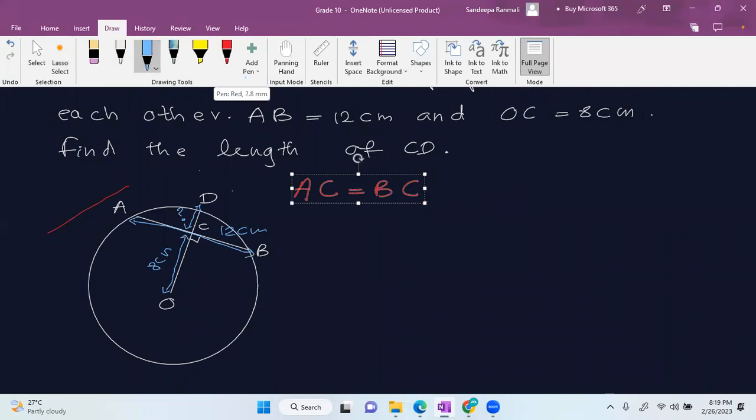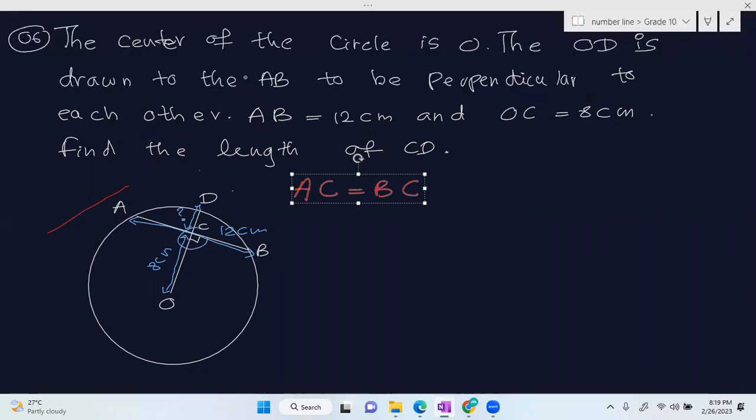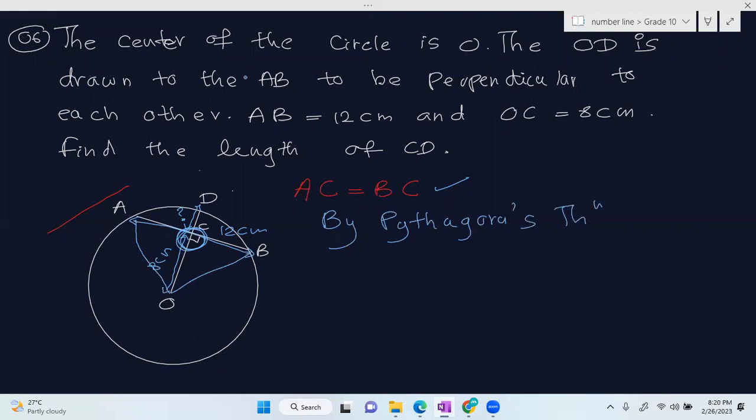AC is equal to BC, we found it because they have given that this is the perpendicular drawn to the AB. That is what we obtain. This is our result, no? Then we can find the OB or OA by Pythagoras theorem, no? By Pythagoras theorem, we can find OA or OB.